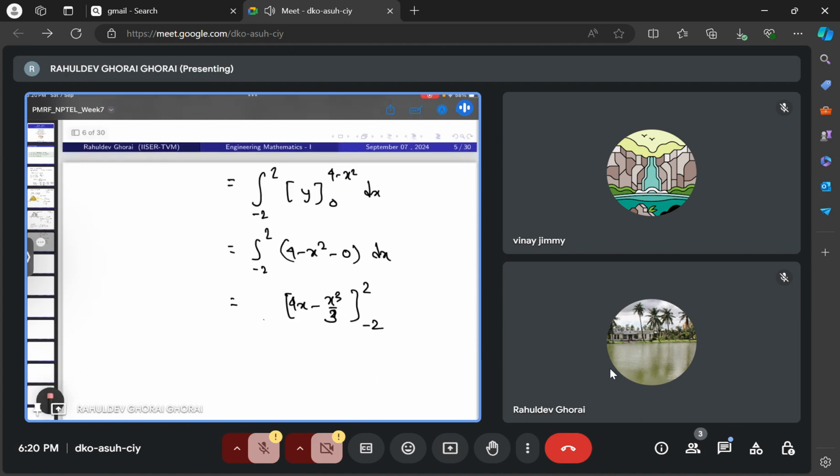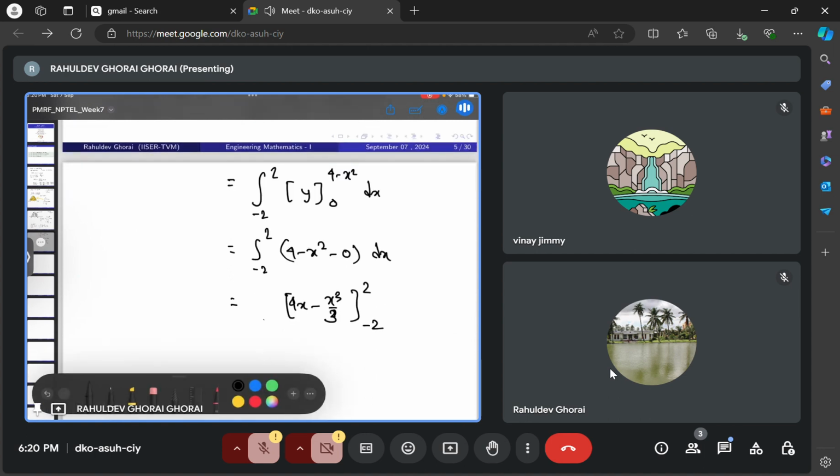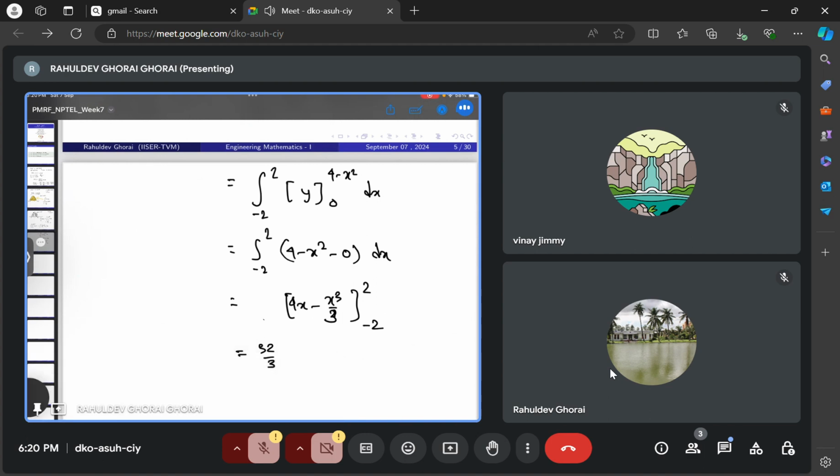So if you put in the values, you will see this will be 32 over 3. You can just check it. So 4 times 2 is 8, minus 8 over 3. So it is 16 minus 16 over 3, so this will be 32 by 3. See, this becomes very easy.